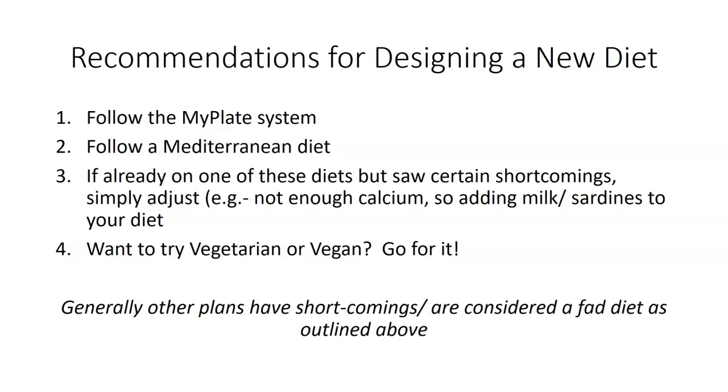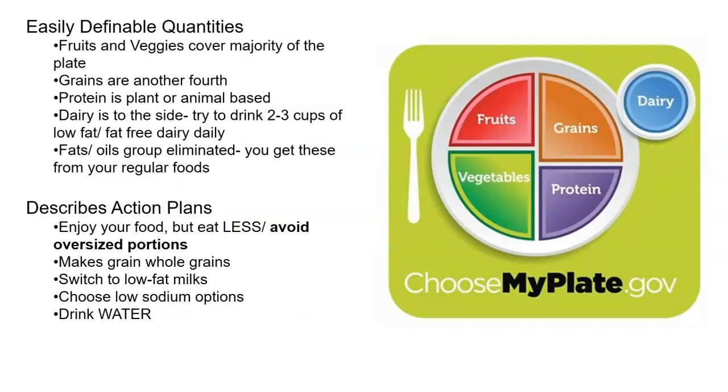If you're already on one of these diets but have certain shortcomings that you've seen, so for example, you're not getting enough calcium, then you could add milk or sardines to your diet if you're following one of the above systems. And another thing you could try, obviously, is following a vegetarian or vegan diet. If you want to try one of those for a day, you could always go for it, and we'll talk about how to do that. So let's talk about first the myplate.gov system.